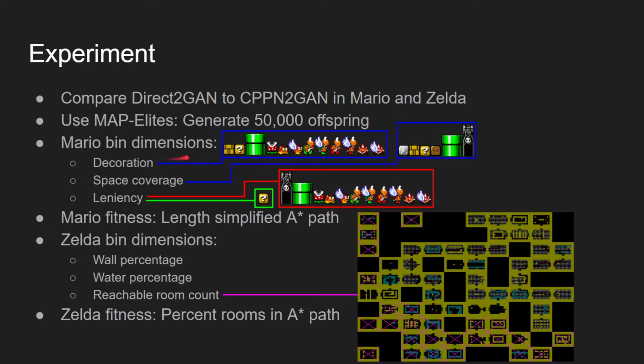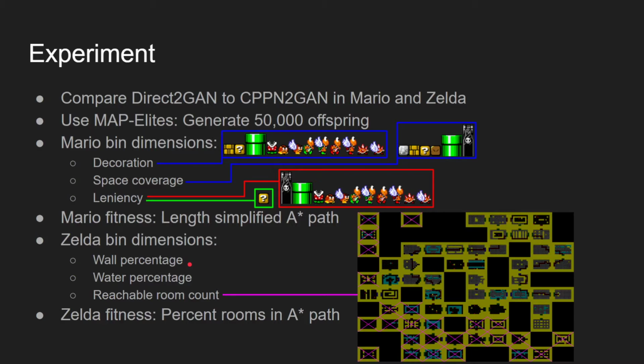And essentially, decoration frequency is just the portion of the level consisting of these tiles. Space coverage is the portion consisting of those tiles. These are significant because they're the ones you can actually stand on. And then leniency is the only one that could be positive or negative. Positive values make the level easier. So question blocks like this give power-ups, therefore they make the level easier. All of these things make the level harder. So there's more of a tendency to have negative values, but positive values are possible with leniency. And then the fitness for the bins is the A-star path length to get through the level.